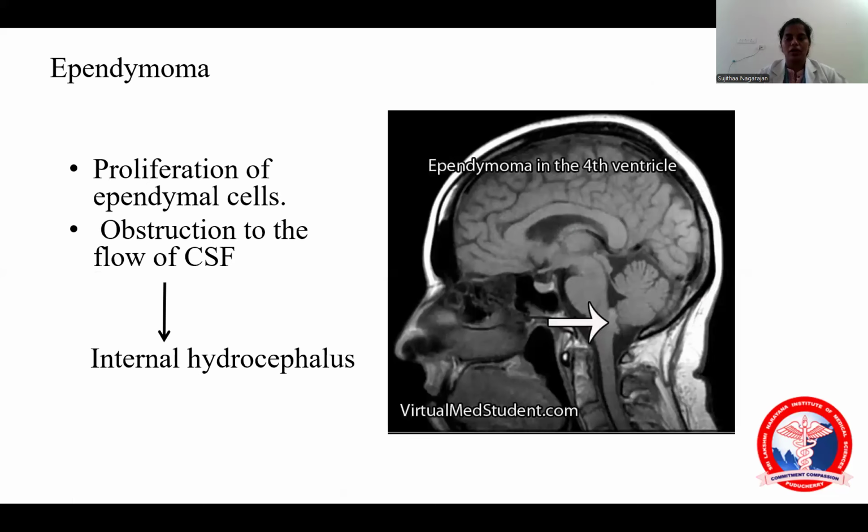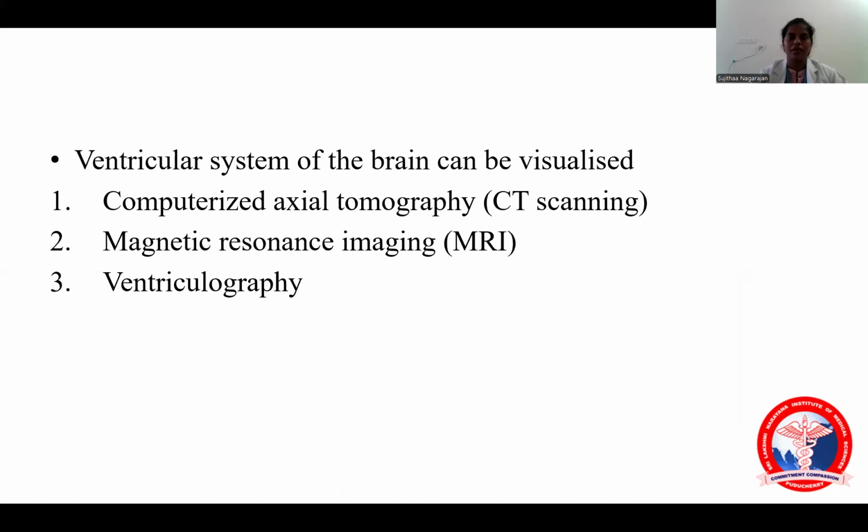Now, ependymoma in the fourth ventricle. There is proliferation of the ependymal cells; we know the ventricles are lined by ependyma. With proliferation of the ependymal cells, there is obstruction to the flow of the CSF, which in turn leads to internal hydrocephalus. Now, the ventricular system of the brain can be visualized using CT scanning, magnetic resonance imaging, and then ventriculography.